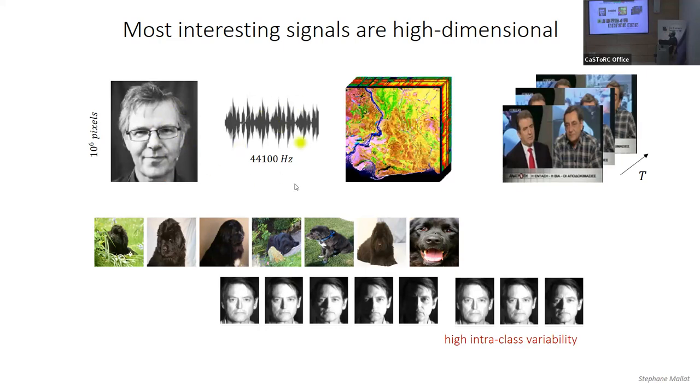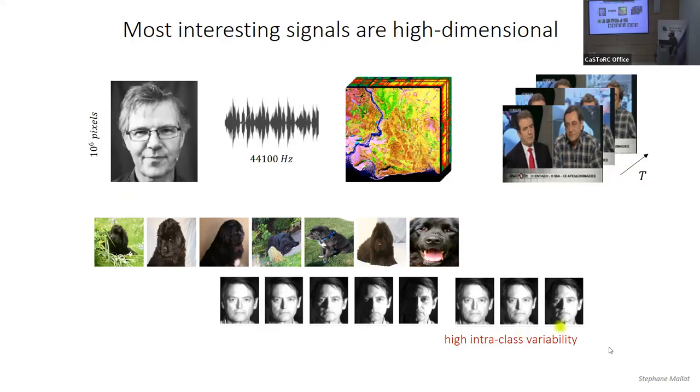You can have high sample rate audio files, you have geospatial data or hyperspectral data with many slices of, let's say, specific bandwidth of information. You have videos. So most of the signals that we sense and we simulate are high dimensional in some way or another. Otherwise, they would be studied very easily with more rudimentary methods.